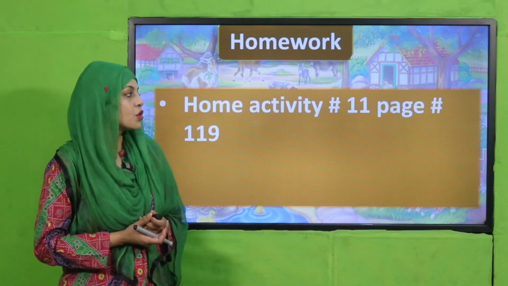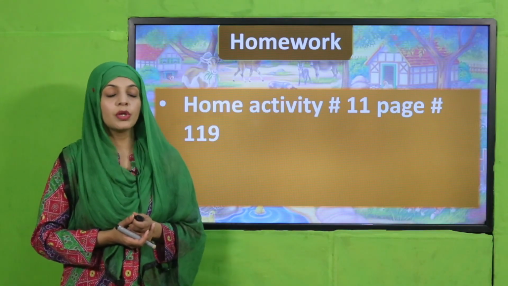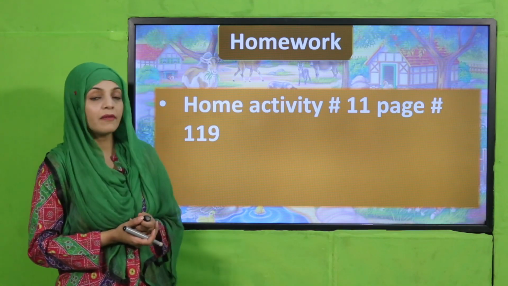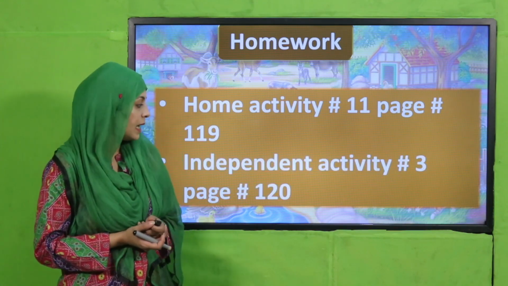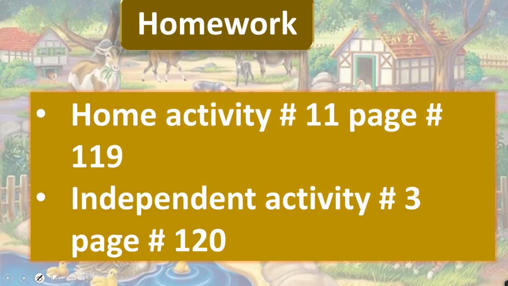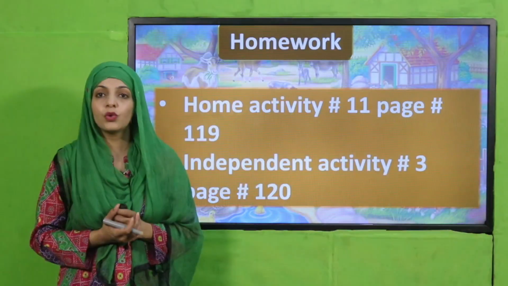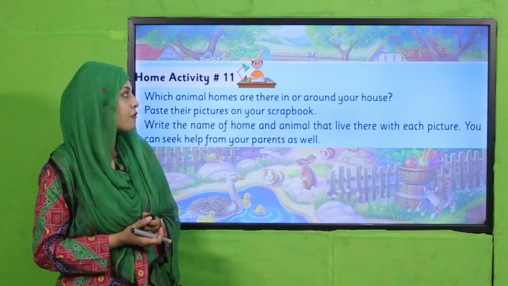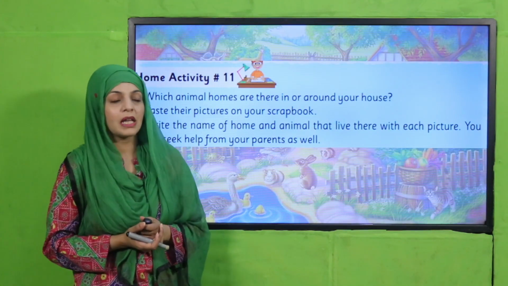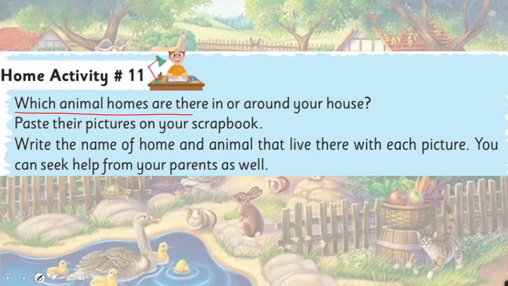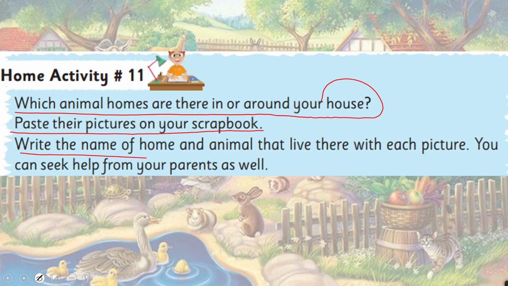Okay, my dear students, now let's move forward towards the homework. In today's homework, you will do home activity number 11 given on page number 119, and independent activity number 3 given on page number 120. Let's quickly see the first homework, home activity number 11. Which animal homes are there in or around your house? Paste their pictures in your scrapbook.